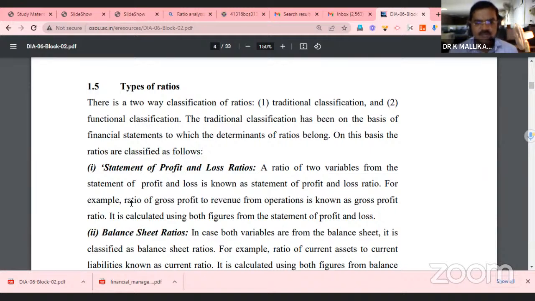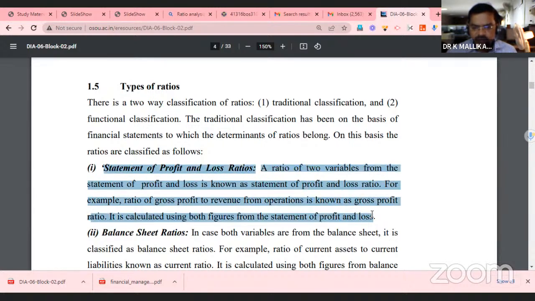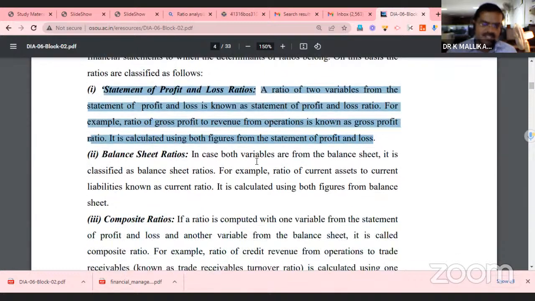Sometimes we classify the ratios based on the statement. So based on the income statement, or what is called the profit and loss account, we calculate ratios such as the gross profit ratio, net profit ratio, operating profit ratio, or expense ratios. Meaning all the data related only to the profit and loss account.